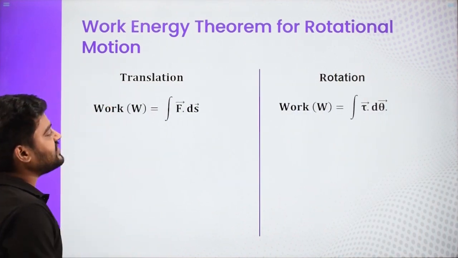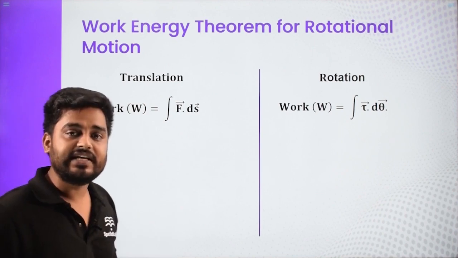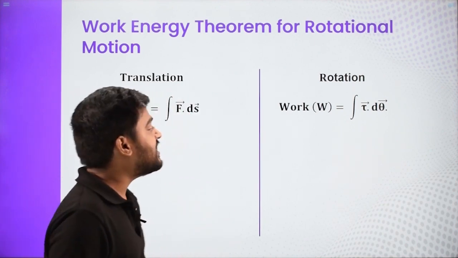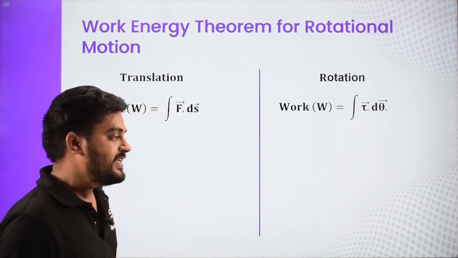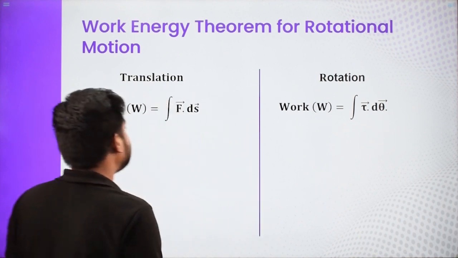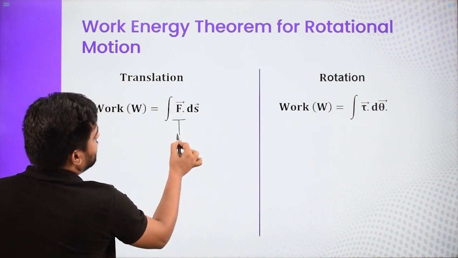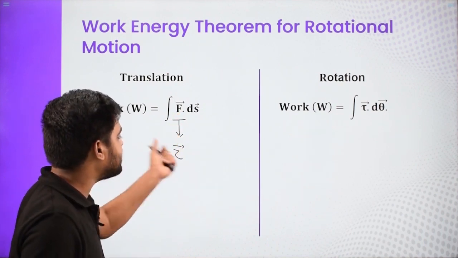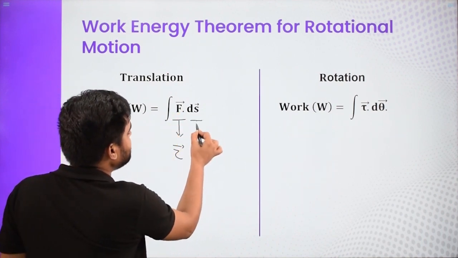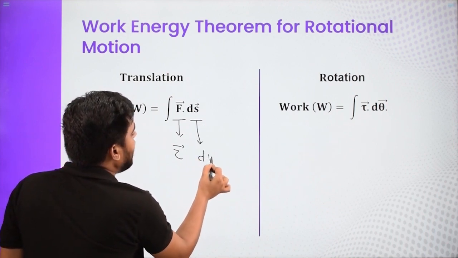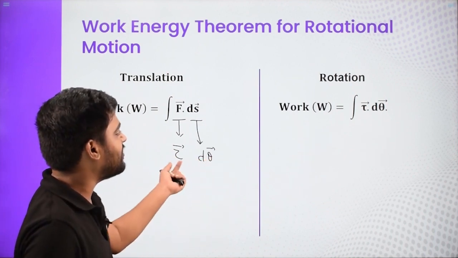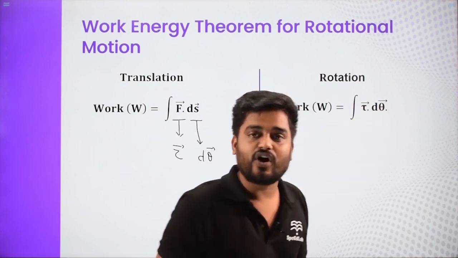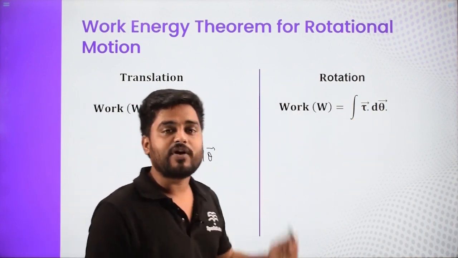Work in translation is defined as the integration of F dot ds, or Fs cos theta. Similarly, for rotational work, you apply a torque. In rotation, the equivalent of force is nothing but torque, and rather than displacement, you have a small angular displacement. So our same formula becomes the integration of torque dot d theta if we are talking about rotation.